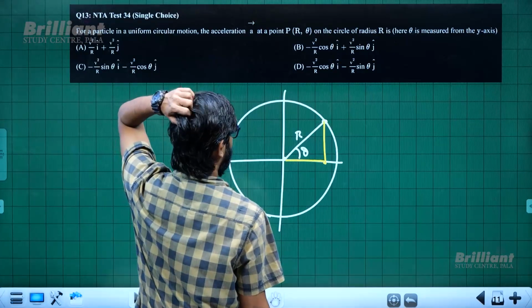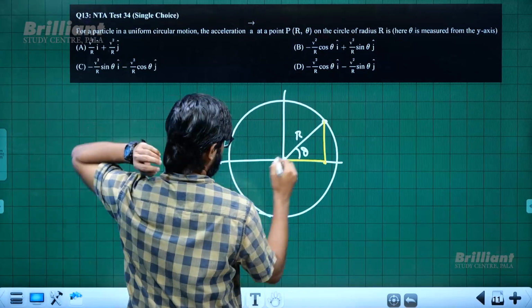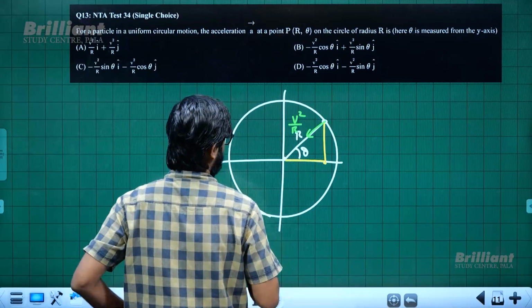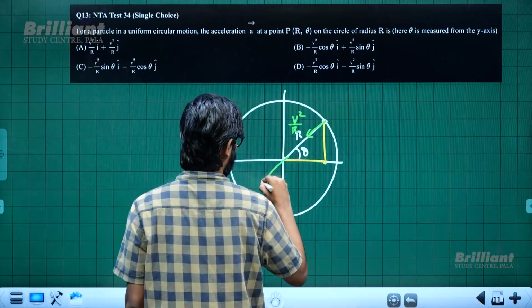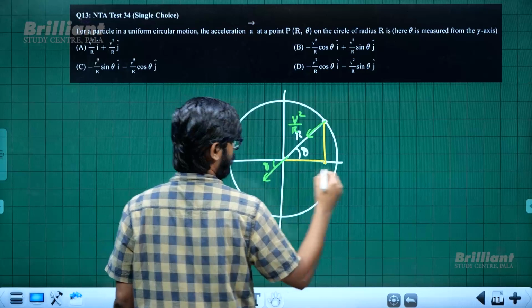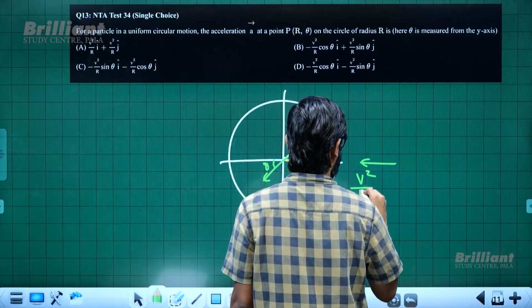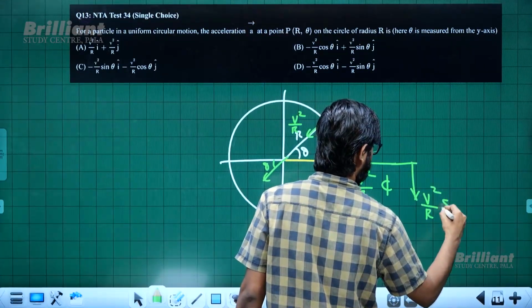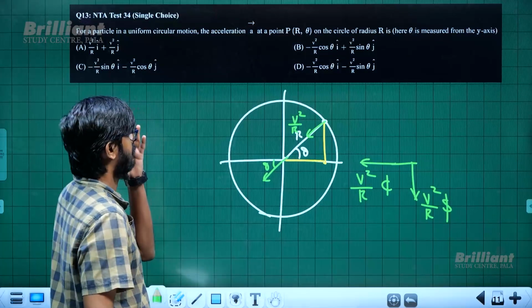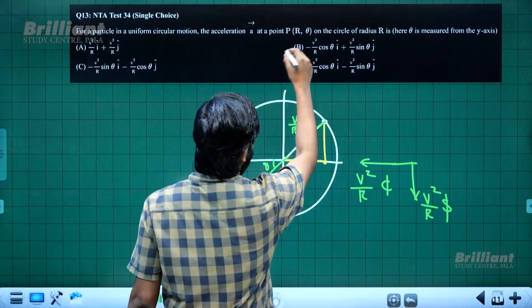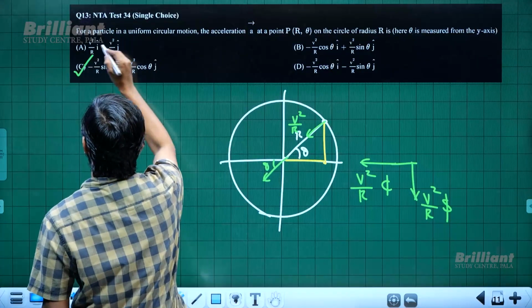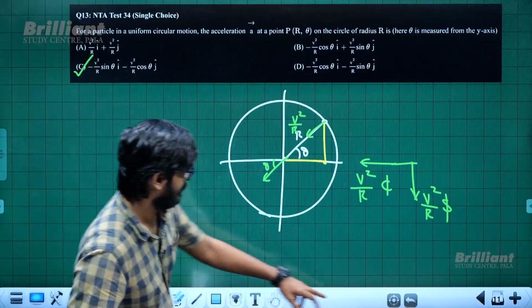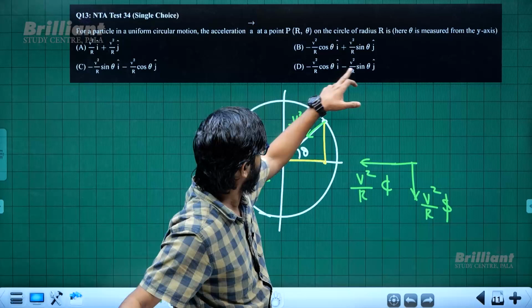Anyway, so what will be centripetal acceleration? Centripetal acceleration will be v square by r towards the center. So when I resolve it, I will be getting this is v square by r, and this angle is theta. So centripetal acceleration will be v square by r cos theta along negative x axis and v square by r sin theta along negative y axis. Both are negative. Sorry, that is minus v square by r cos theta i cap and minus v square by r sin theta j cap.